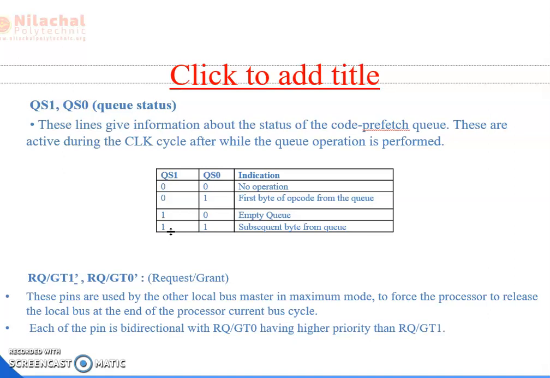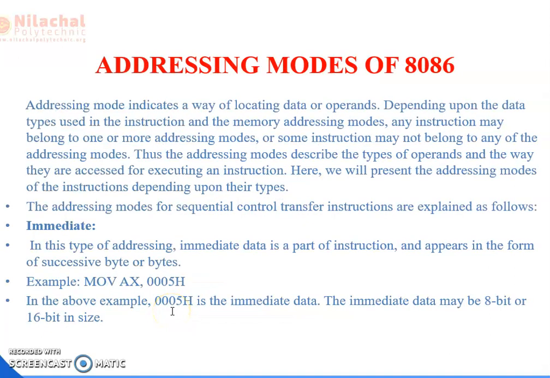So next is RQ/GT1 and RQ/GT0, that is request or grant pin. These pins are used by the other local bus master in maximum mode to force the processor to release the local bus at the end of the processor's current bus cycle. Each of the pins is bidirectional, with RQ/GT0 having higher priority than RQ/GT1.